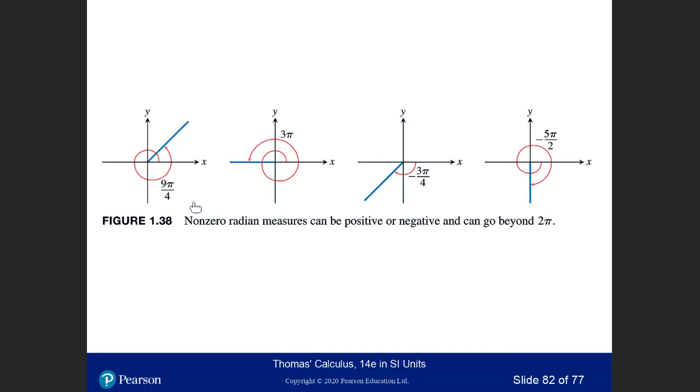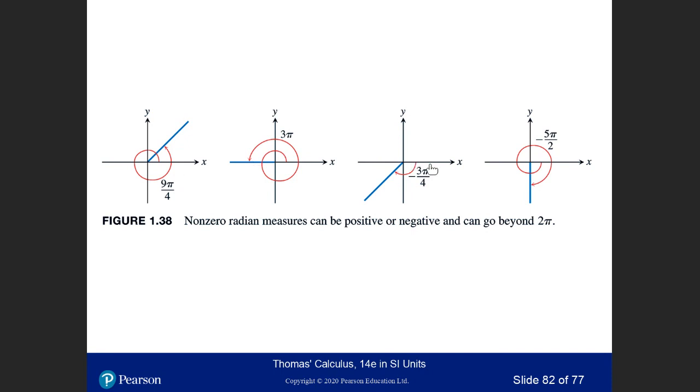Now here is some more. This is going like this. That's counterclockwise, positive. But that's 9 pi over 4, a little bit bigger, 45 degrees bigger than pi, because one round is 2 pi, and pi plus pi over 4. That's of course again a positive. That's 3 pi: 2 pi here, another goes, that's 3 pi.